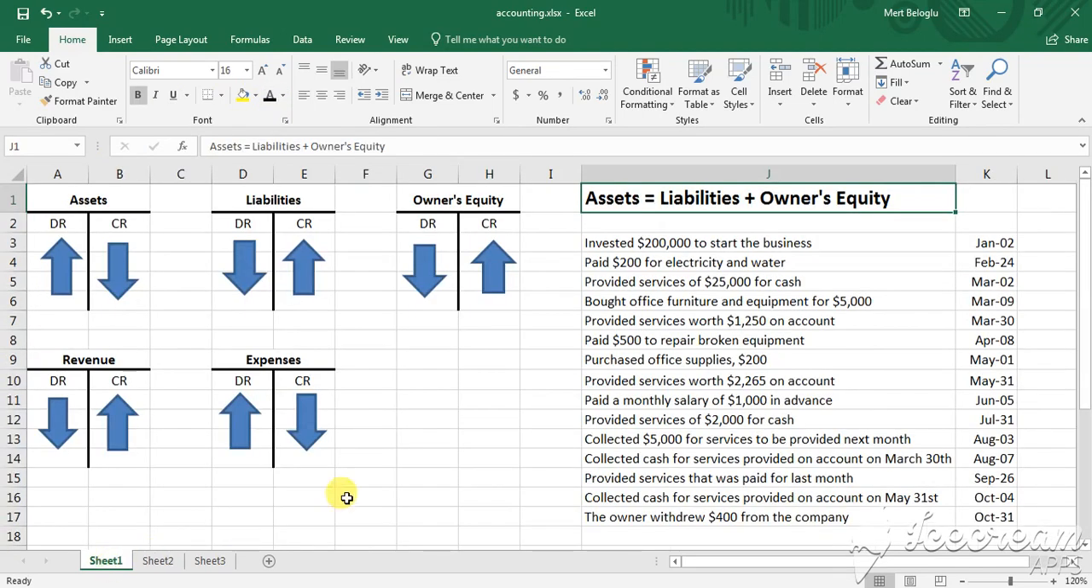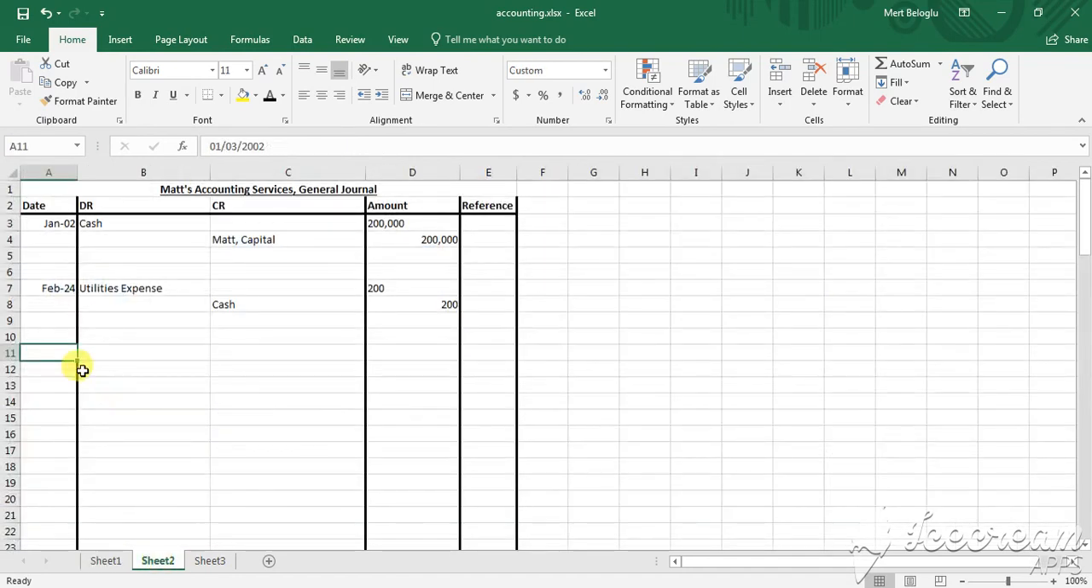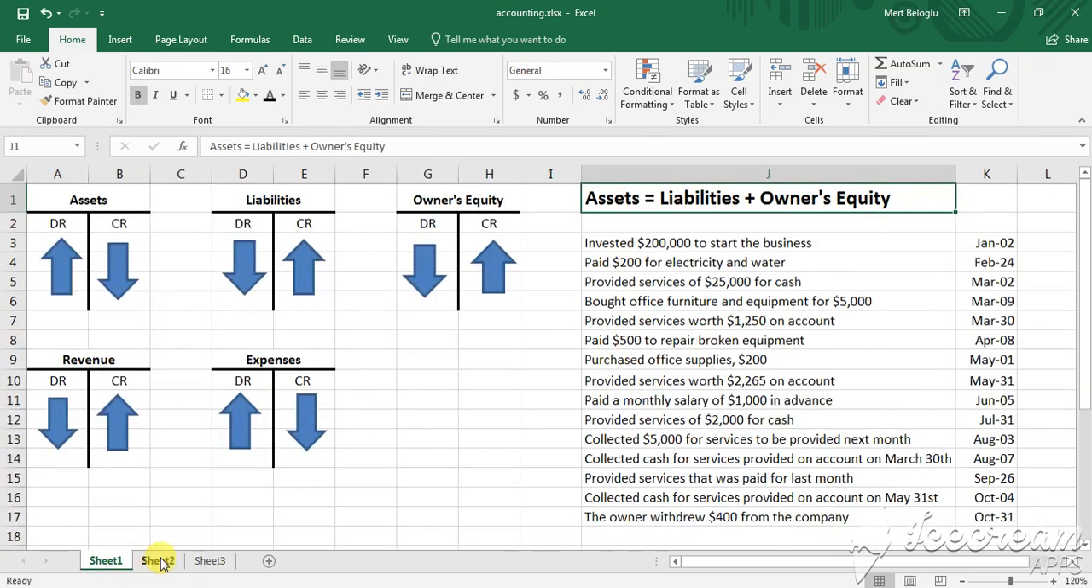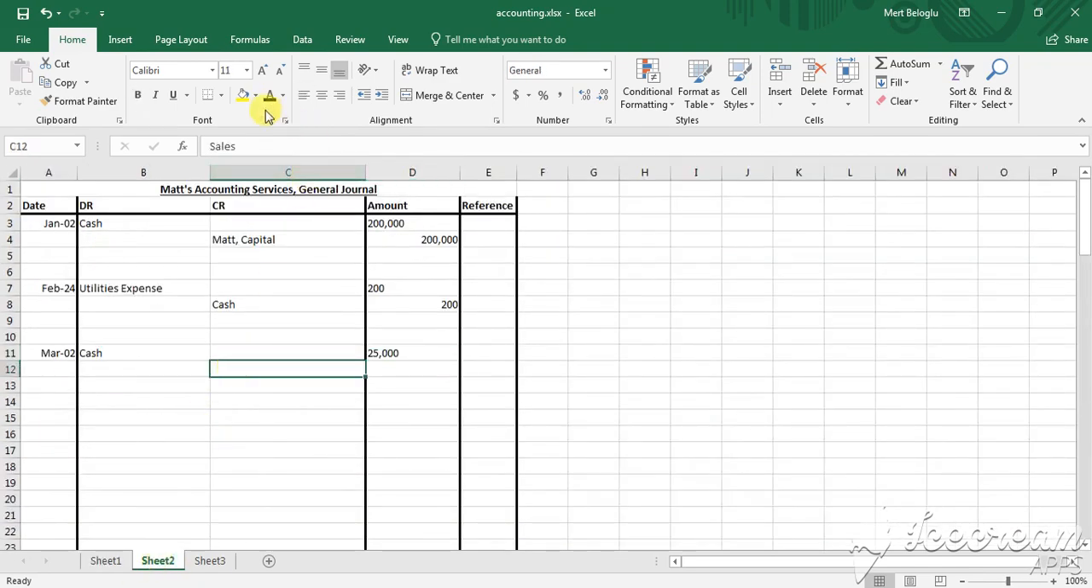Our third entry is March 2nd, provided services of $25,000 for cash. Now, the first thing we do, debit to cash by $25,000, is obvious. And in exchange for that, we have to credit something in order to increase another account by $25,000. Since we're providing services, we credit a revenue account, which is sales, by $25,000.